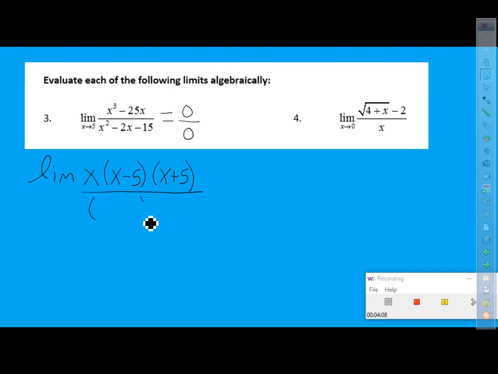I'm going to factor that denominator. I know there's got to be an x there and an x there. Two numbers that multiply to be negative 15 and I can make add up to be negative 2. So I'm going to go negative 5 and positive 3.